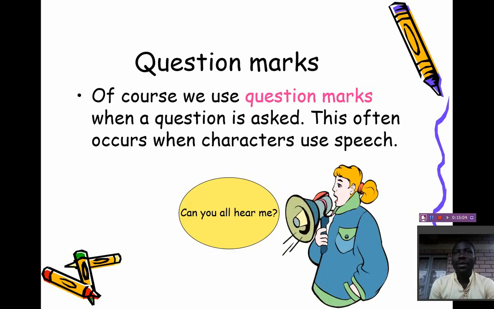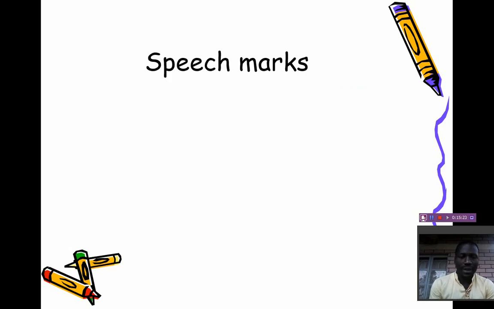Can you all hear me? The person in our sentence here is asking, can you all hear me? That is an interrogative statement, a questioning statement. So you're supposed to respond whether you are hearing or not. That's why this sentence is ending with a question mark.